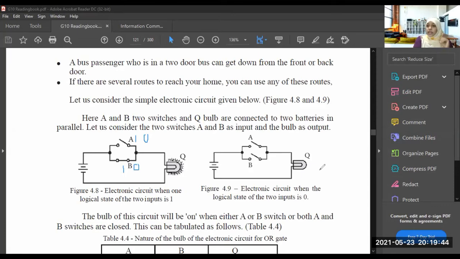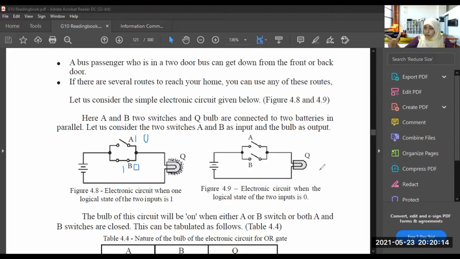So what is the rule of the OR gate? At least one input should be on. At least one input. Now for an example, there are 10 inputs in the OR gate, and we'll say all the inputs are 0, but only one input is 1. Then the bulb will work.